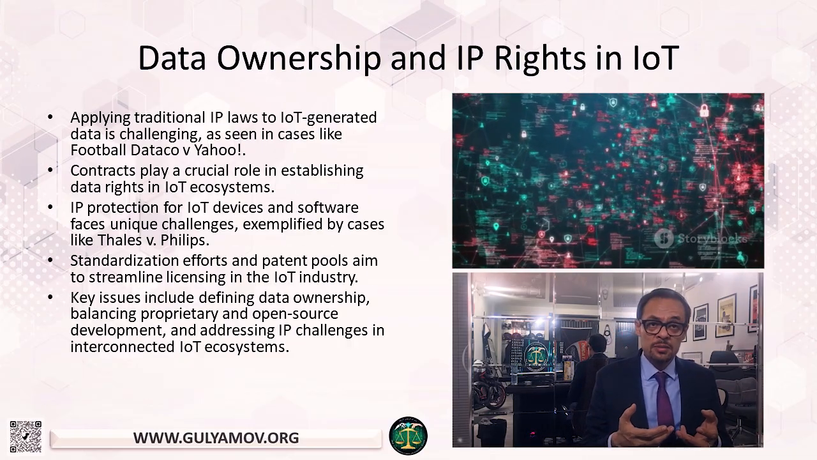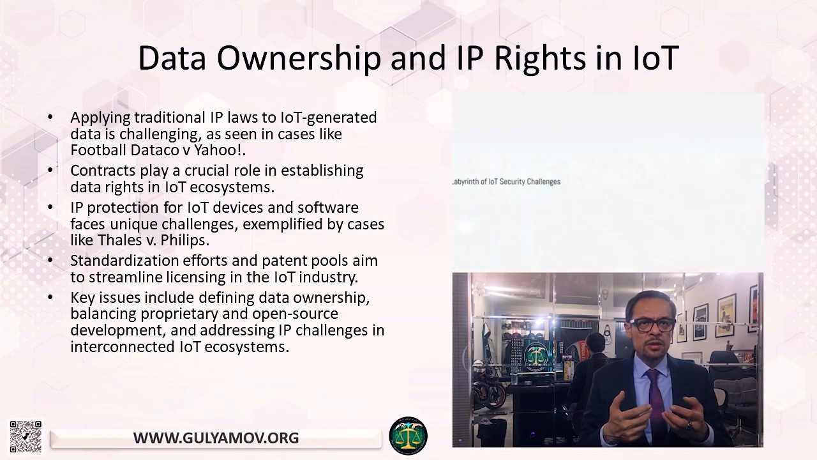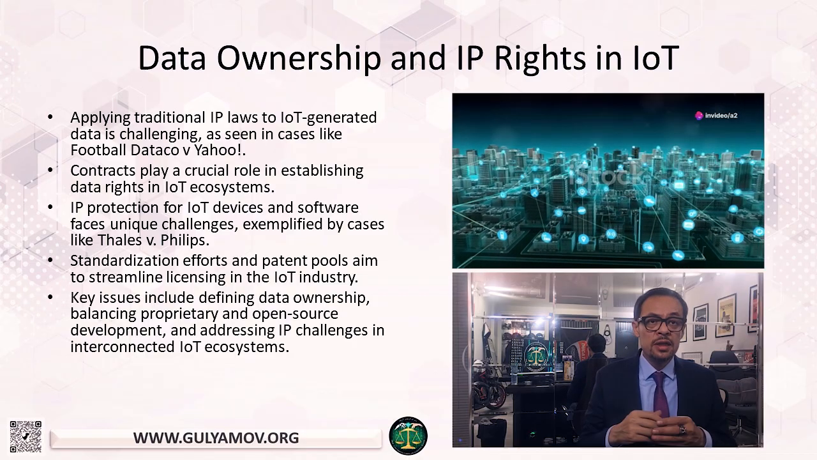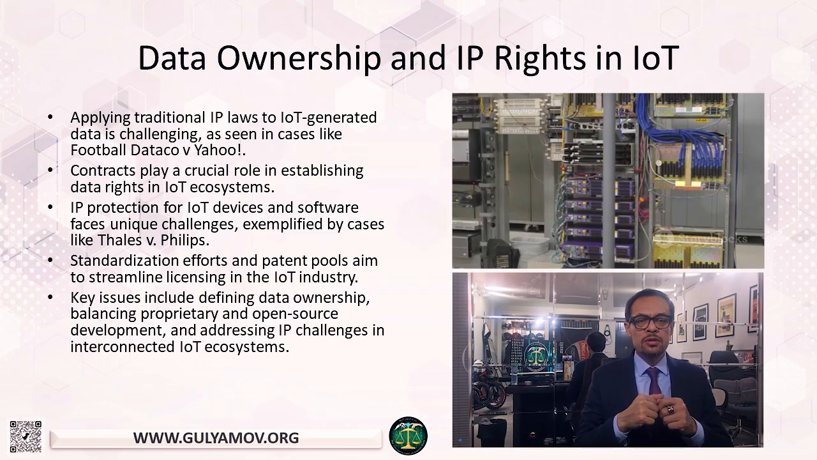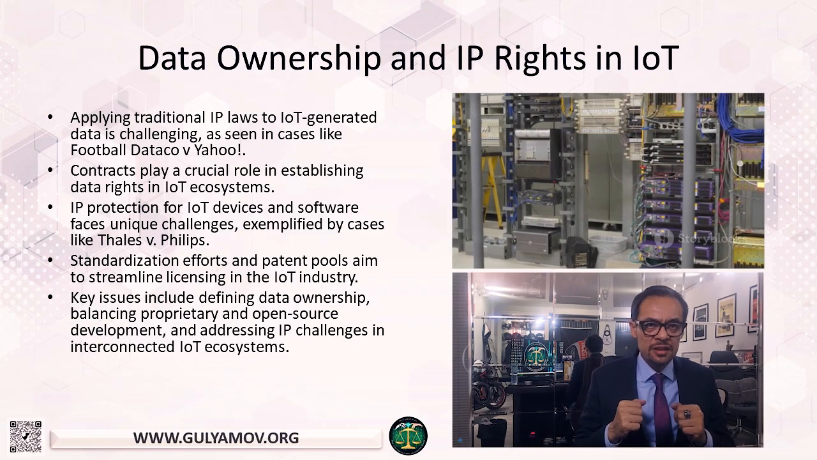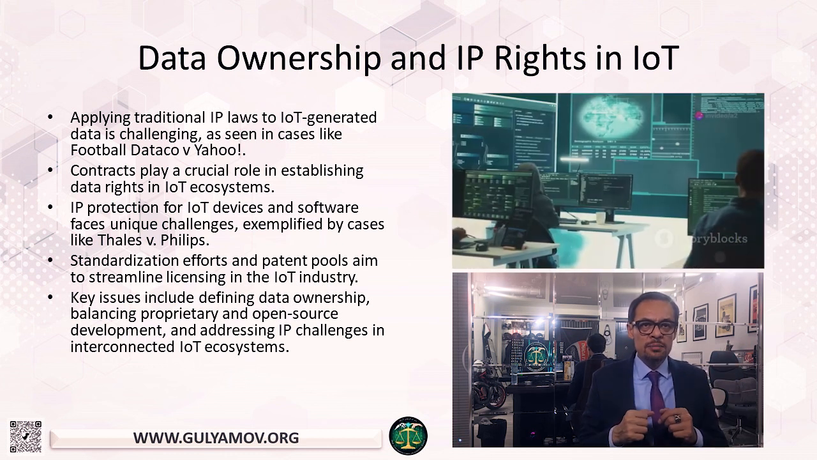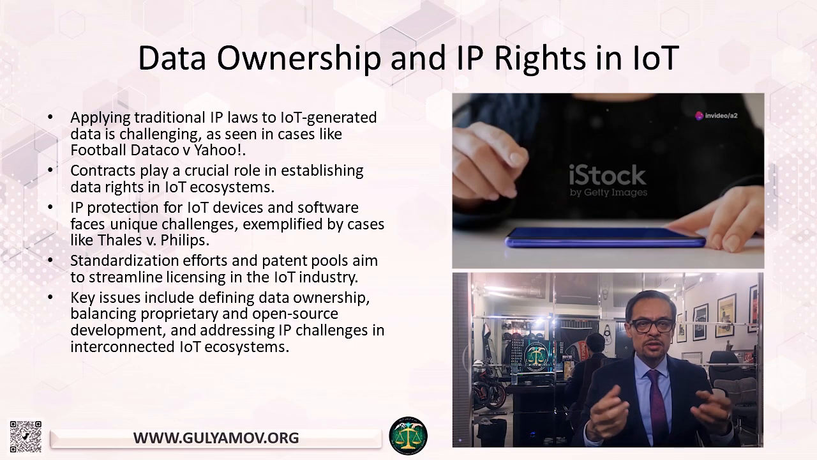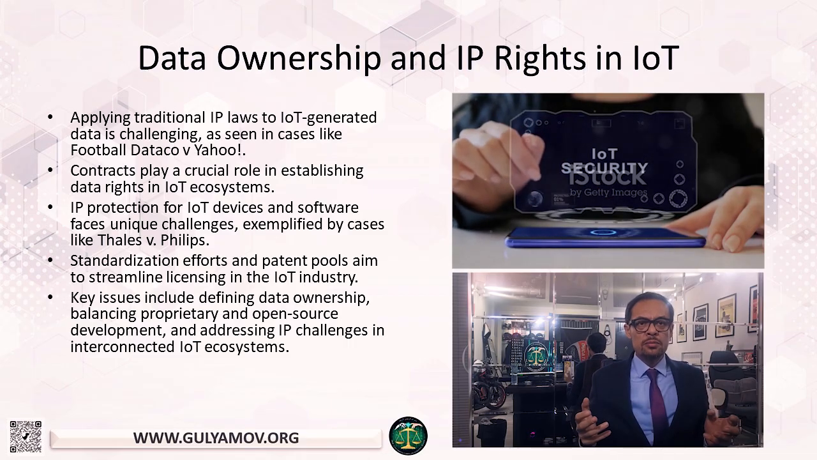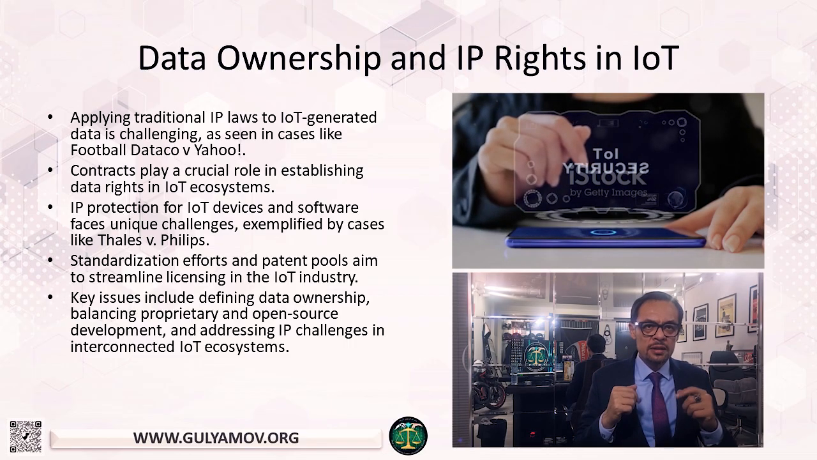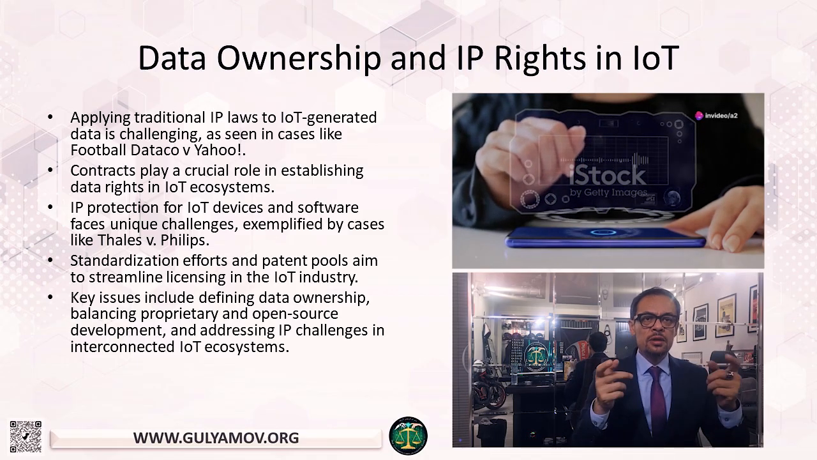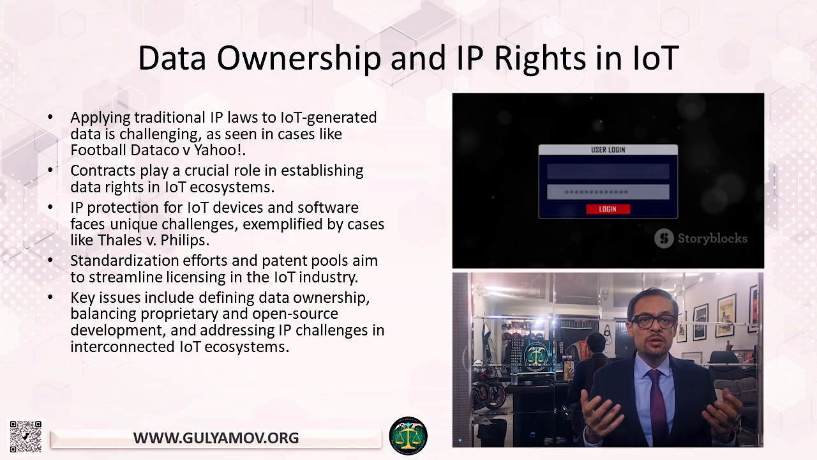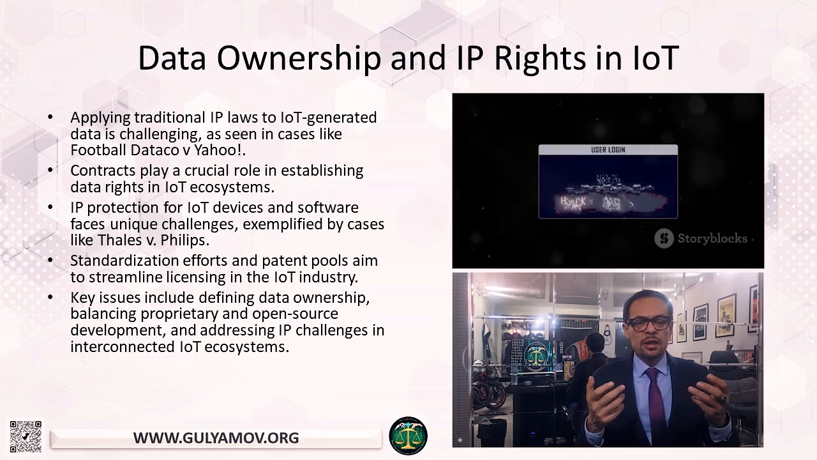Data ownership and IP rights in IoT. Data ownership and intellectual property rights in the IoT ecosystem, as our slide illustrates, present a labyrinth of legal complexities. Traditional IP laws struggle to encompass the unique nature of IoT-generated data, as exemplified by landmark cases like Football DataCo v. Yahoo. In this new frontier, contracts emerge as crucial tools for establishing clear data rights. The protection of IoT devices and software faces novel challenges, highlighted by cases such as Thales v. Philips, which push the boundaries of existing IP frameworks. Standardization efforts and patent pools offer potential solutions, aiming to streamline the complex web of licensing in the IoT industry.